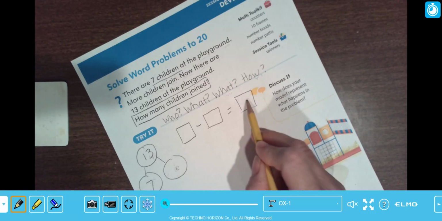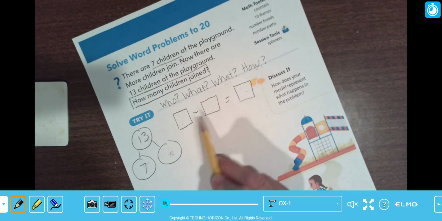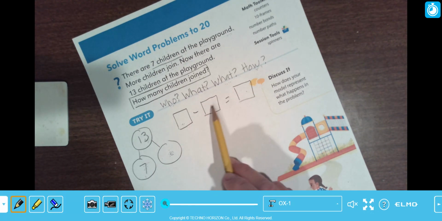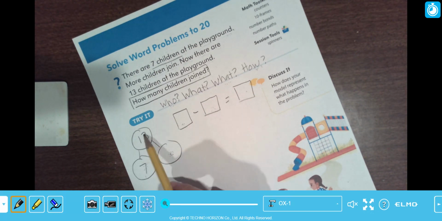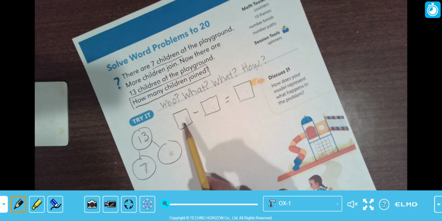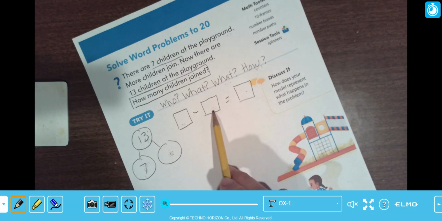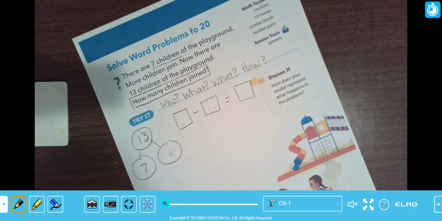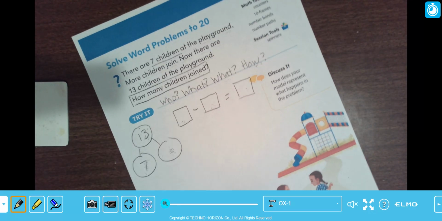So this one goes here. These two are these 2 numbers here. You got to figure out which one goes here and which one goes here. These 2 numbers, one of them goes here and one of them goes here. And the missing number goes there. Okay? And we can draw that picture.